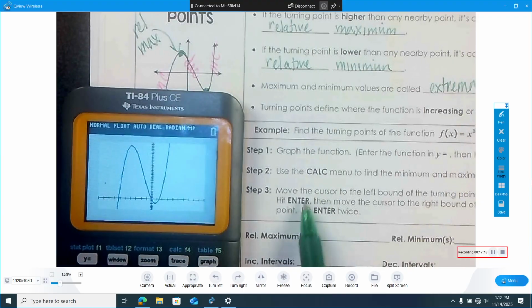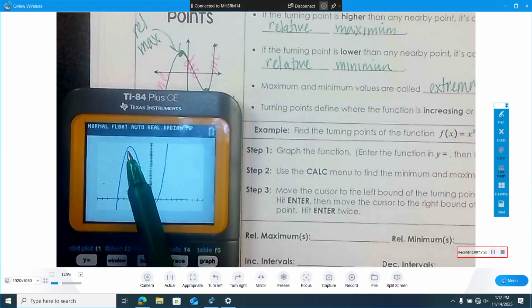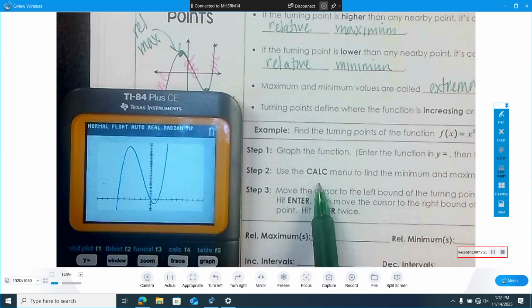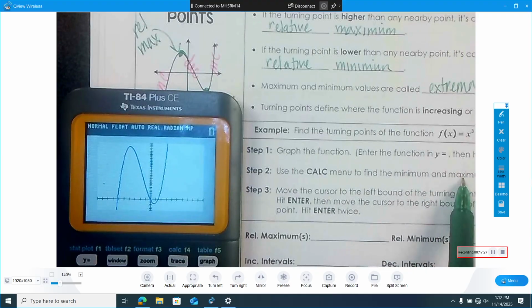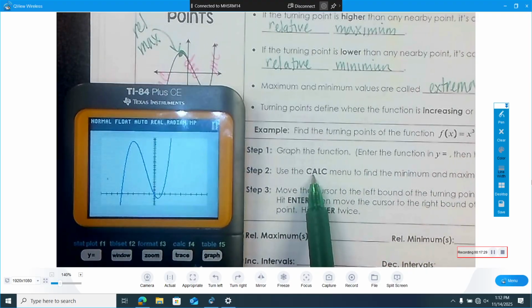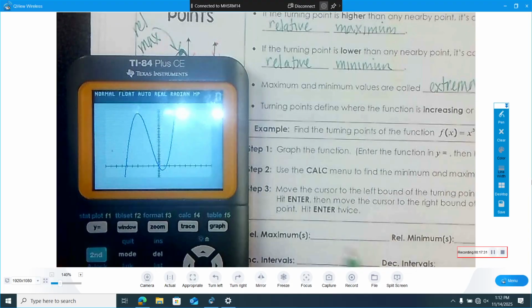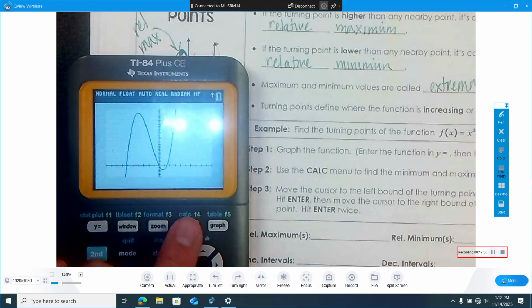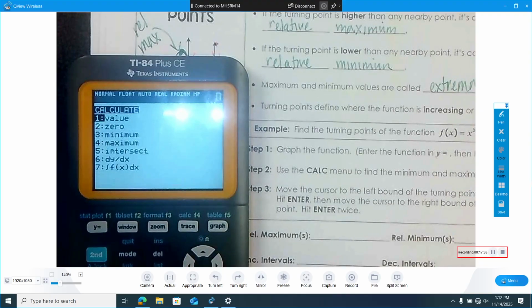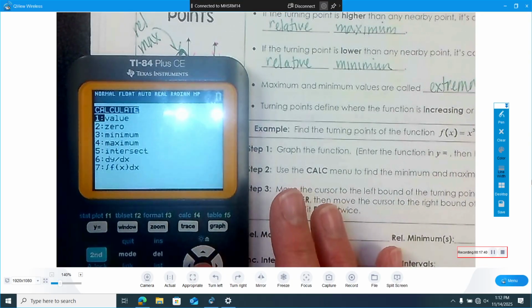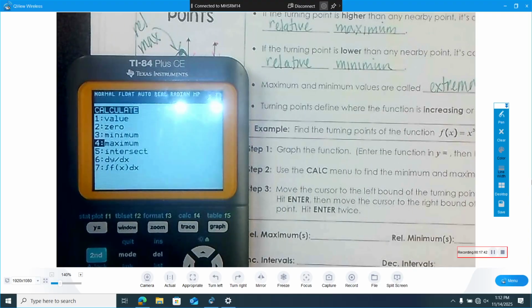Now, we want to find our relative maximum, which we know is right here. So we can do that by calculating the minimum and maximum. So we're going to go to the calculate menu, which is right above trace. So we're going to do second calc. And that's our calculate menu, and it tells us lots of good things. I want to find the maximum, so I'm going to click number 4.